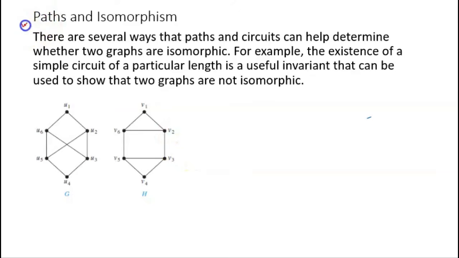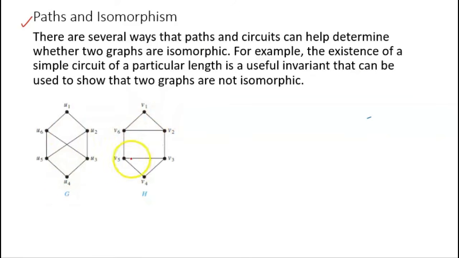Now the last thing that we are going to talk about is paths and isomorphism. So we know that there are several ways that paths and circuits can help us determine whether two graphs are isomorphic. For example, the existence of a simple circuit of a particular length is a useful invariant that can be used to show that two graphs are not isomorphic. What does this mean? In case you didn't get it, let me explain it through this example.